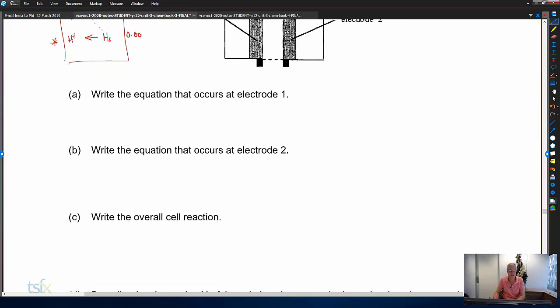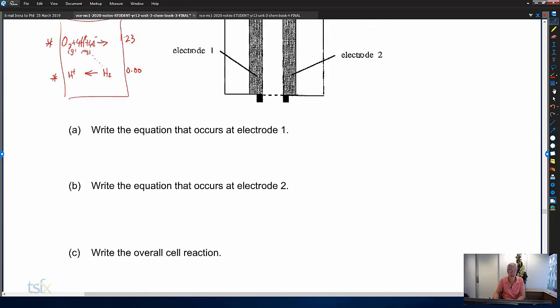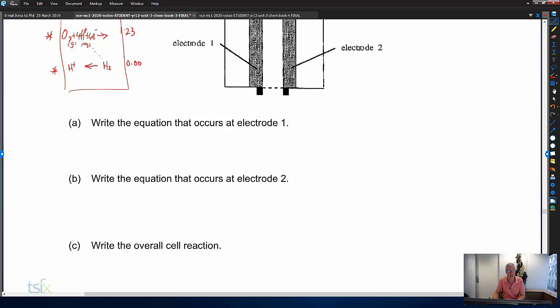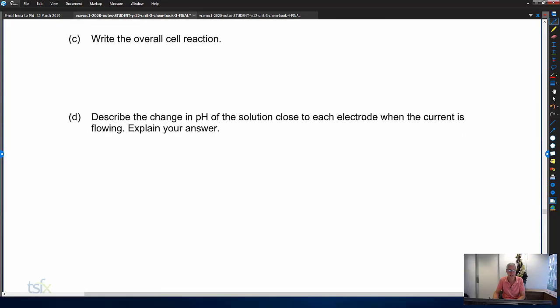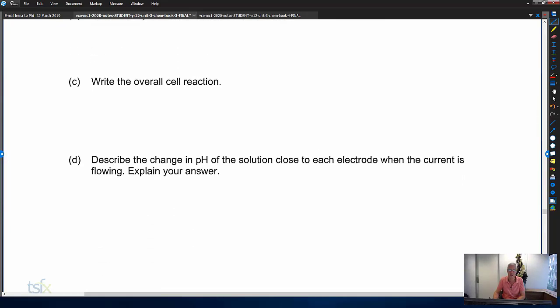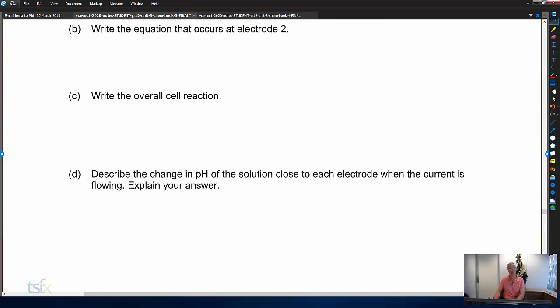So what's the overall cell reaction? I don't even have to add the 2 halves. I know it's going to be hydrogen reacting with oxygen to give you water. Make sure that's a balanced equation, but you should get that if you accurately add the 2 halves. Let's keep going. Describe the change in pH. Okay, if we're going to describe the change in pH, we need to know what's happening to the H+. pH is the power of hydrogen ion.